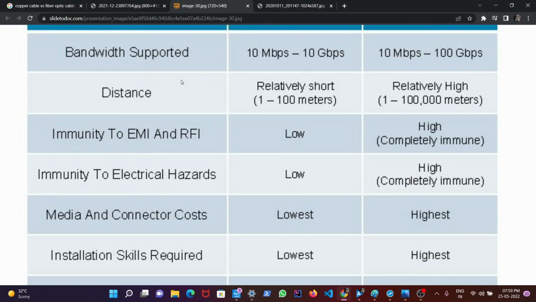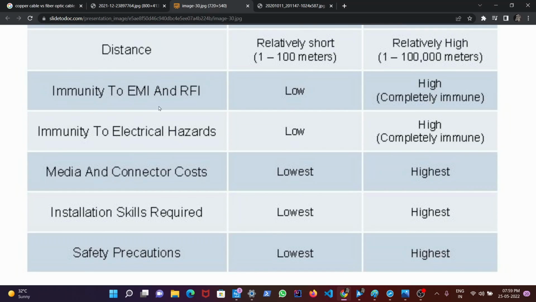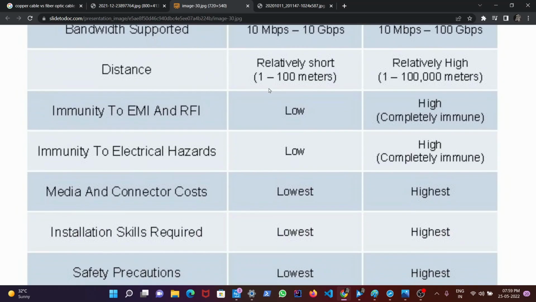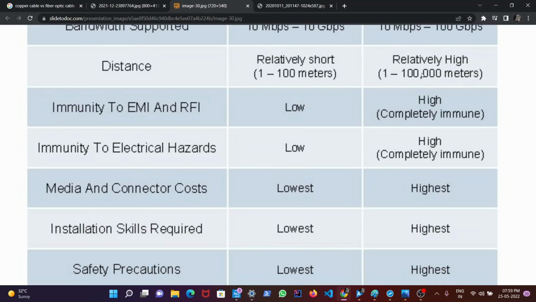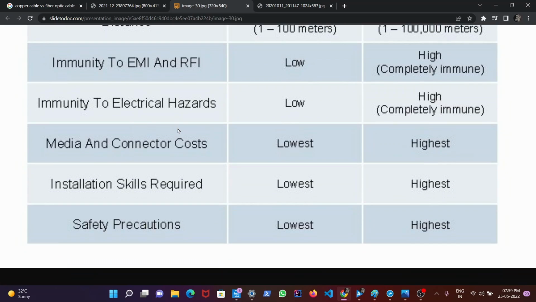Now the distances that they can cover: copper is relatively short, because it can cover up to 100 meters. However, fiber can cover up to 1 lakh meters. Immunity to EMI and RFI, the outer signals that might interrupt. We talked about them, right? These are those outer signals which might interrupt our communication. In copper cable, the immunity is low, of course, because it does not possess that high immunity against these external signals. However, our fiber optic cable is completely immune. Immunity to electrical hazards is also low in copper cable, but high, or we can say completely immune, in fiber optic cables.